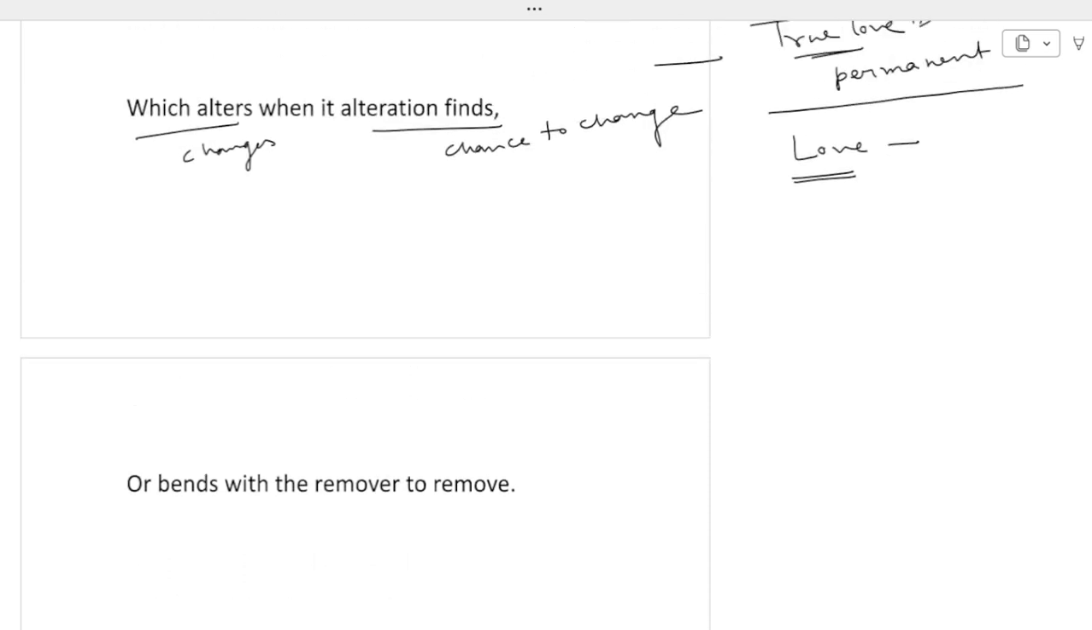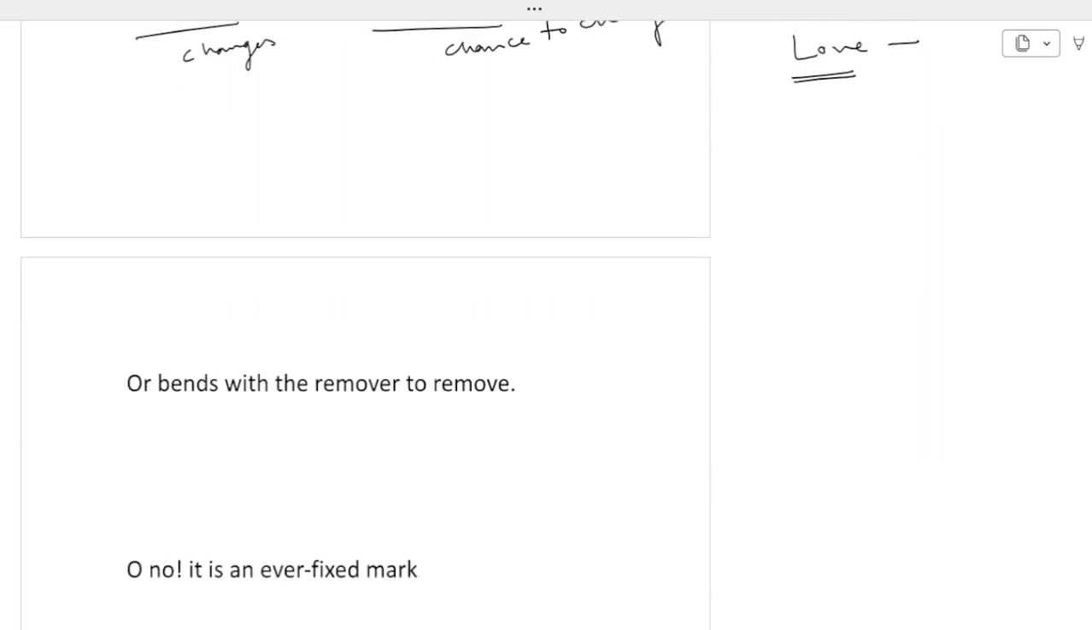So true love is something where, when two people are truly in love, no obstacle can alter their love. But in the case of any other love, it can be altered. Again, it can be bent with the remover to remove. Remover means one who removes, and remove is the verb. The action is described here.